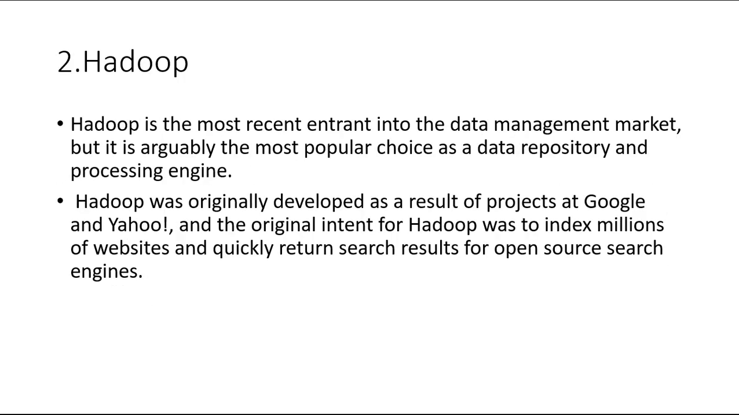Let us see Hadoop. Hadoop is one of the most popular tools for big data. It has two main parts. Hadoop was originally developed as a result of projects at Google and Yahoo. The original intent for Hadoop was to index millions of websites and quickly return search results for open source search engines. Hadoop is most important in big data, which manages a lot of different data. It is used for millions, trillions of data. It can handle websites without any congestion.